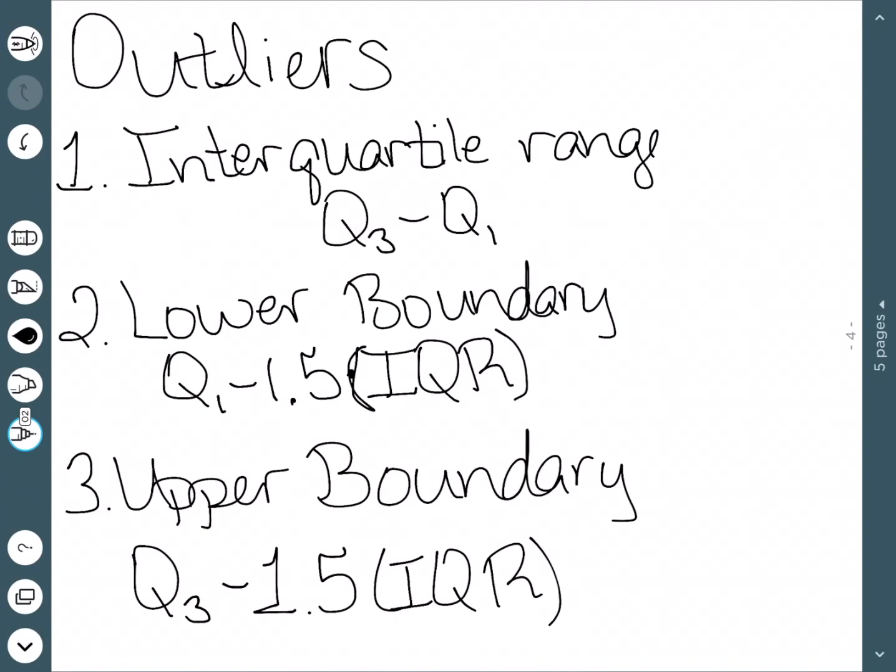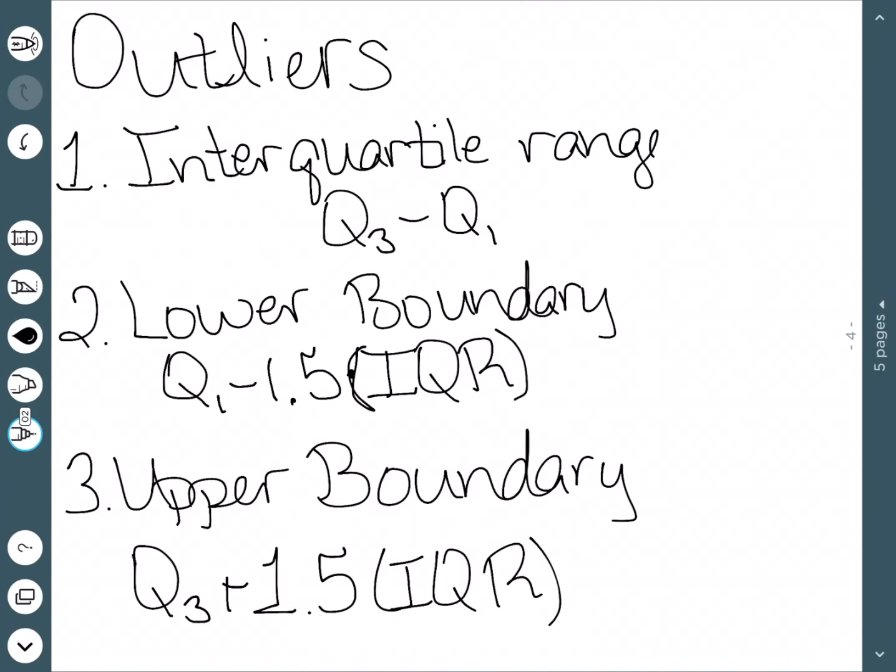Similarly, we have the upper boundary, where we still multiply 1.5 times our interquartile range, but this time we're going to add it to Q3. Any numbers bigger than this are now going to be considered outliers.